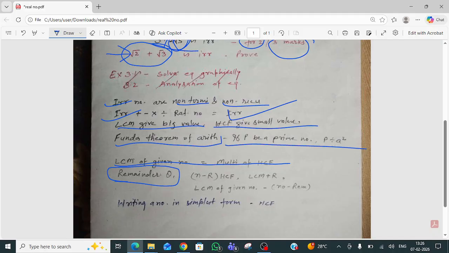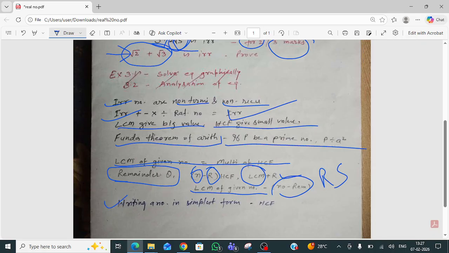Generally, we take the given number minus the remainder, then we take the HCF. Or in another set of questions, we take the LCM first and then add the remainder given in the question. Or it is the LCM of the given number minus the number and the remainder. So this type of question you have to practice from R.S. Agarwal.